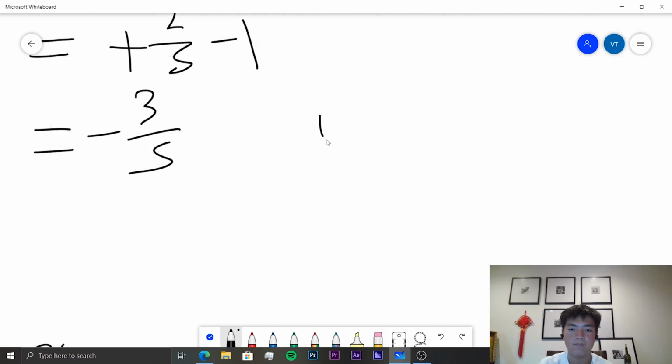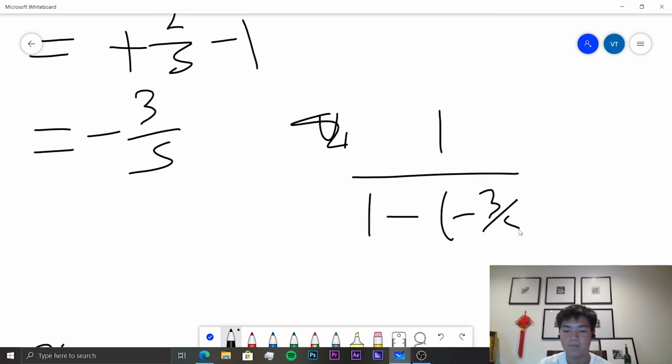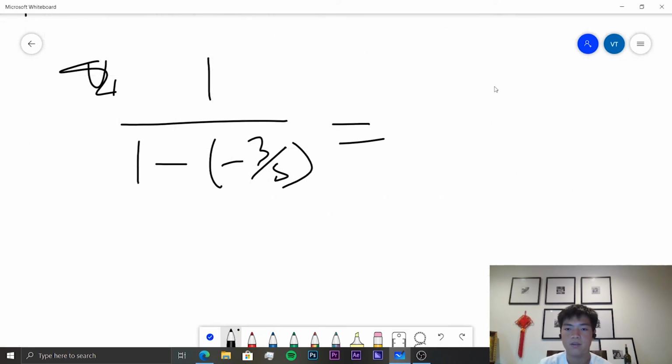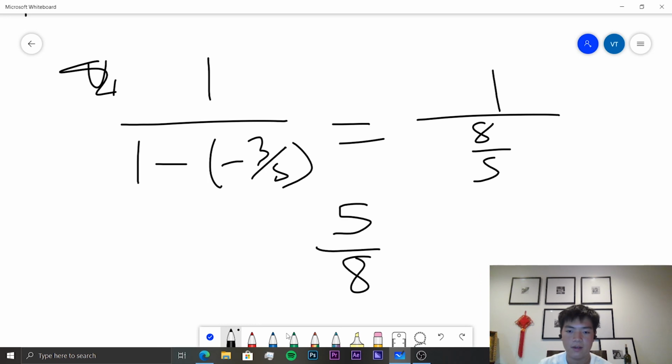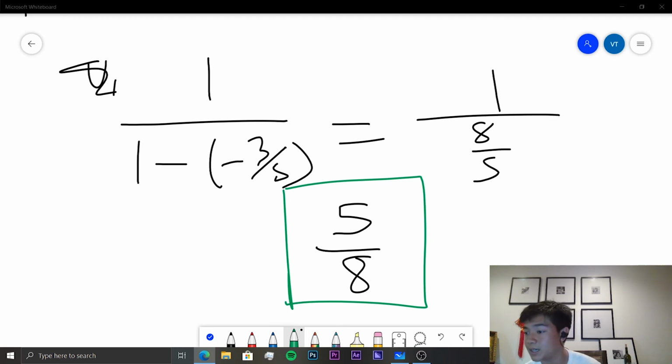So the first term is 1, so it will be 1 over 1 minus negative 3 over 5, which is equal to 1 over 8 over 5, so the series will converge to 5 over 8. And that is the final answer. Let's just check if I am right. Yep, so we're right, and this is the final answer.